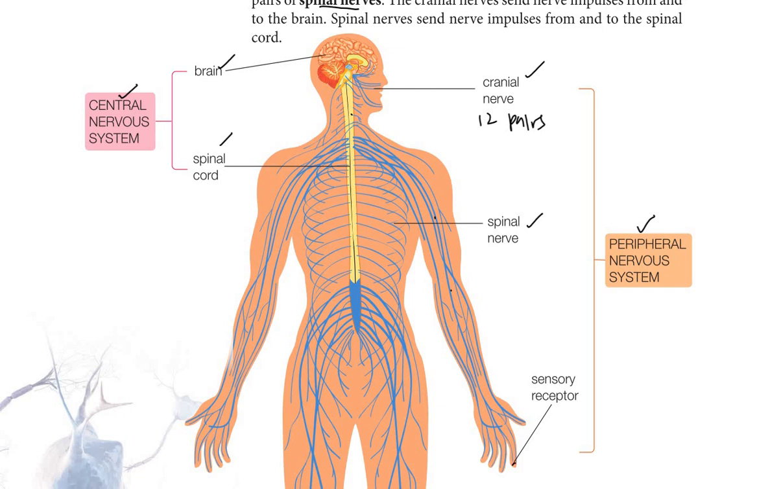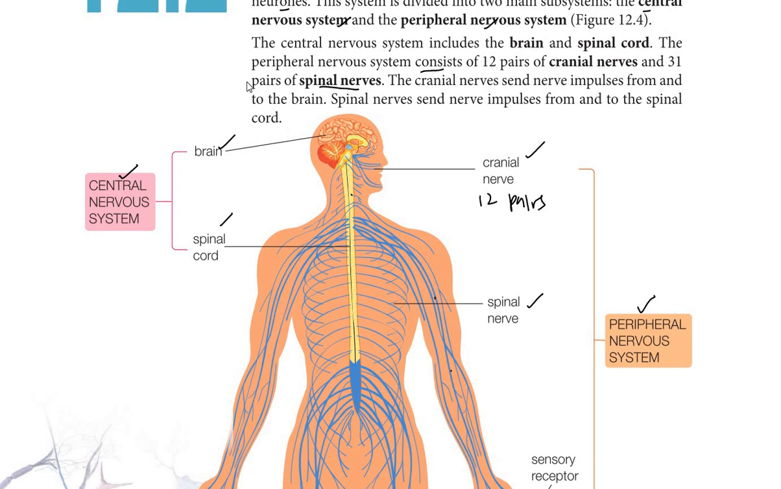What is the function of these cranial nerves? They send nerve impulses from and to the brain. So these cranial nerves will send impulses from the brain or to the brain. So this is the brain, right? So the cranial nerves will send the impulse from the brain or to the brain. Okay, this is the function of the cranial nerves.